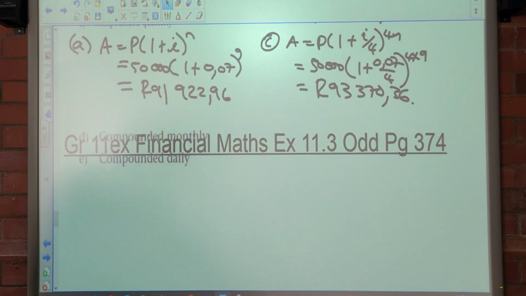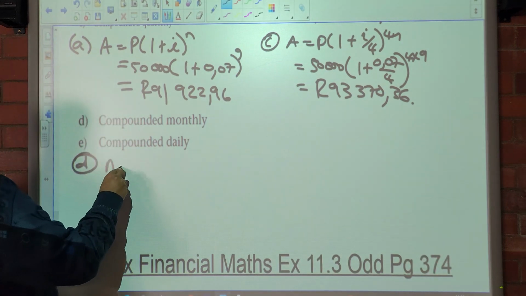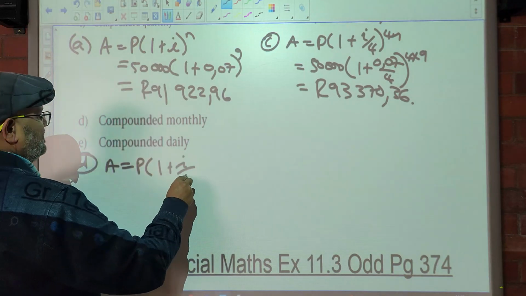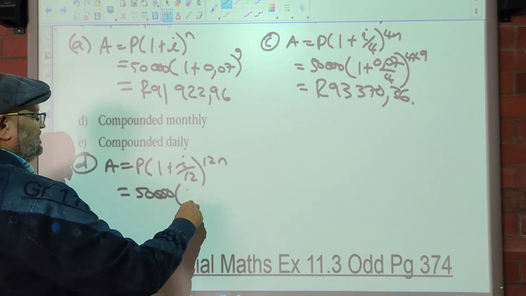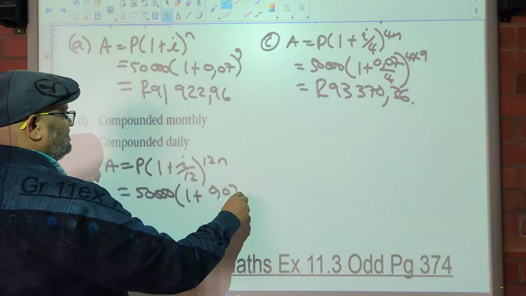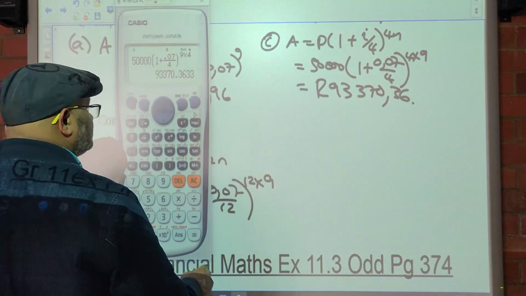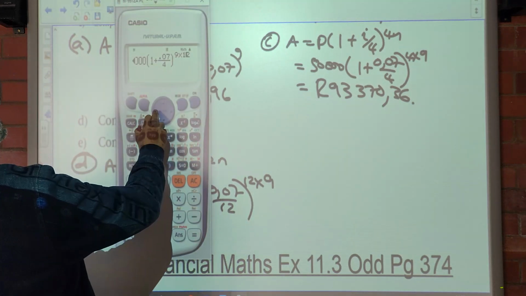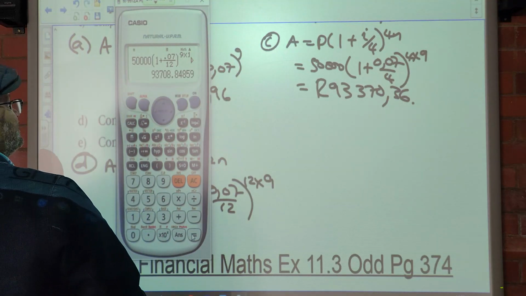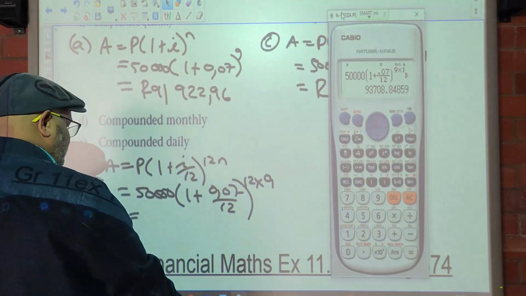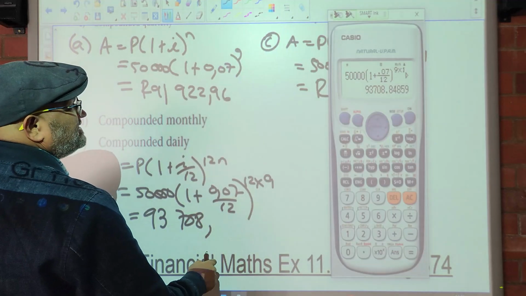D, compounded monthly. That's my formula: A is equal to P into 1 plus i over 12 to the exponent 12n. It's going to be 50,000 into 1 plus 0.07 over 12 to the exponent 12 times 9. That gives you 93,708 rand and 85 cents.